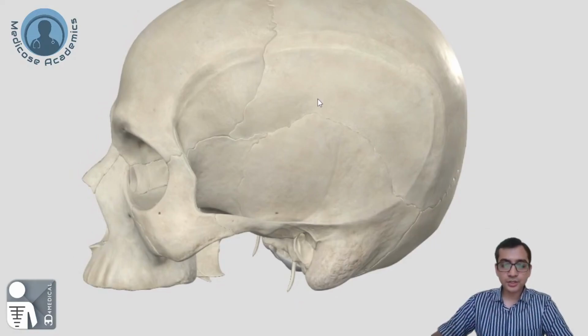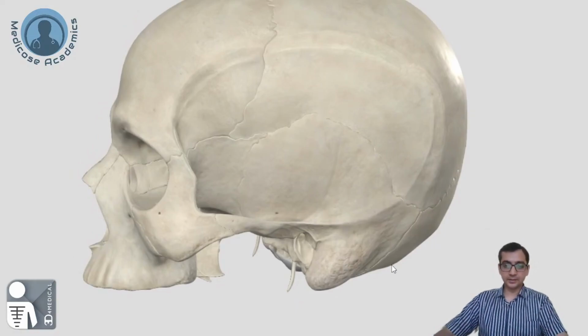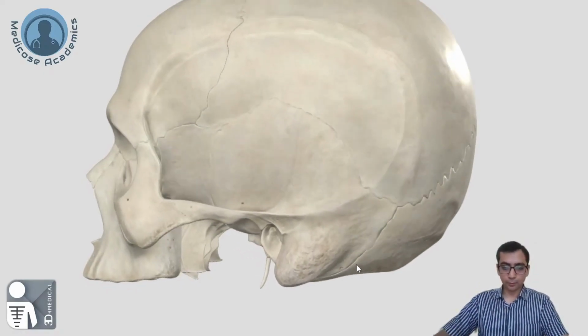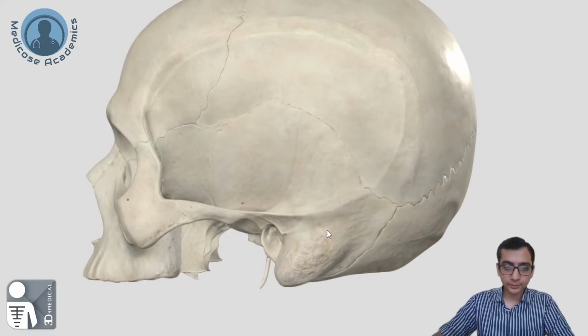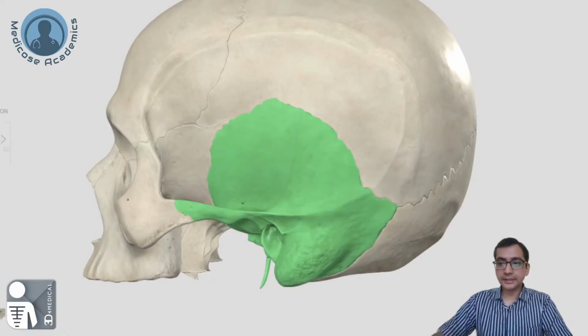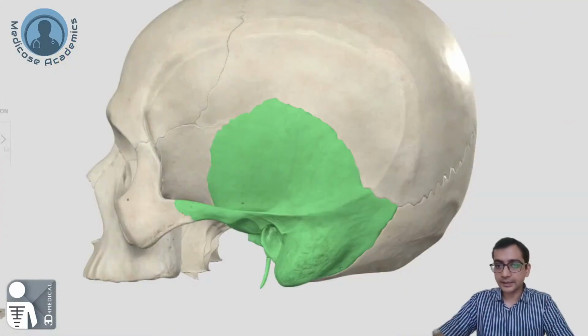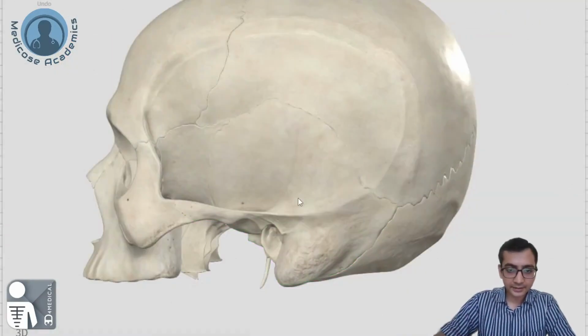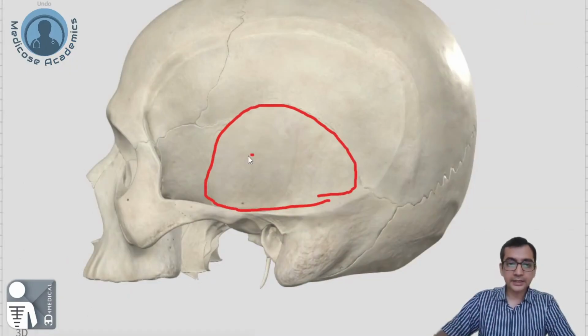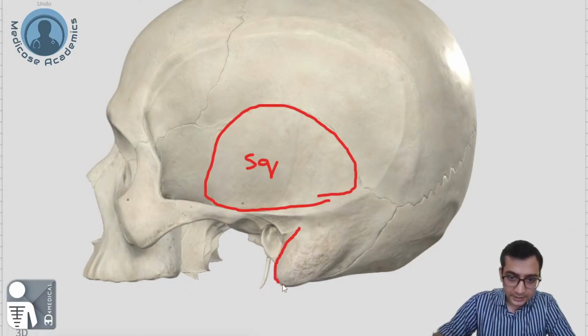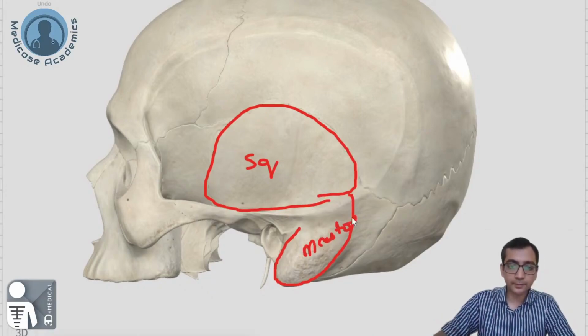So we talked about the sutures and the pterion. Let's look a little at the parts of the temporal bone. It's a very irregular bone. The part that is flat, the part that is here, is known as the squamous part. This prominence is called the mastoid part.